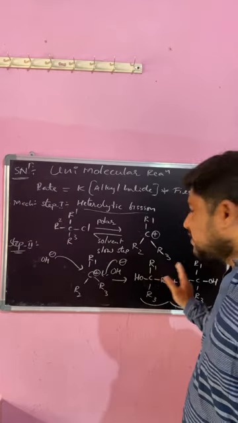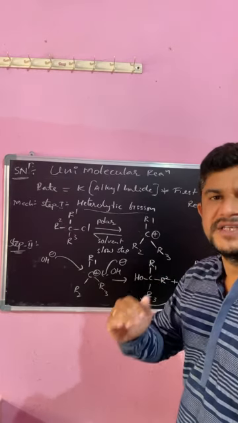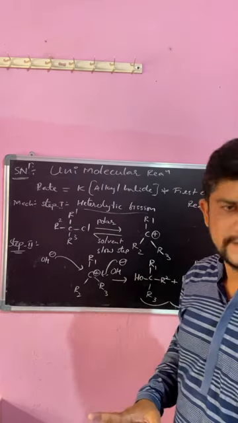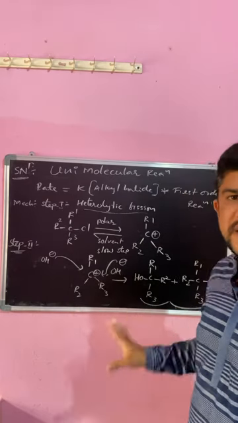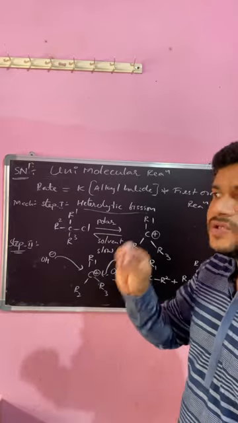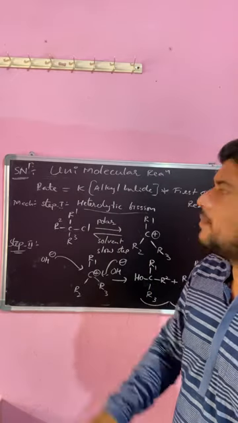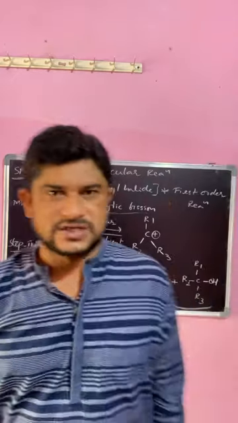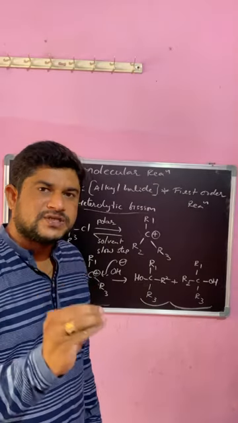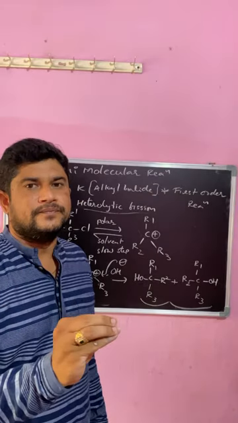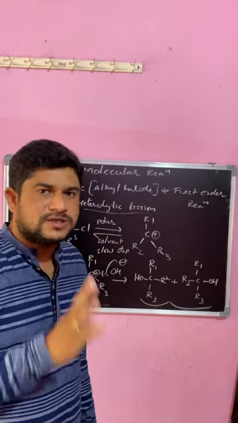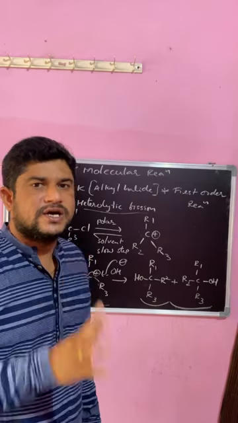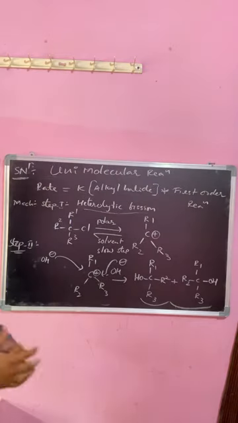Among these two, the inverted product will be somewhat more in concentration. So mainly racemization takes place, and a racemic mixture is formed in the SN1 reaction. The enantiomers or racemic mixture are formed in the SN1 reaction.